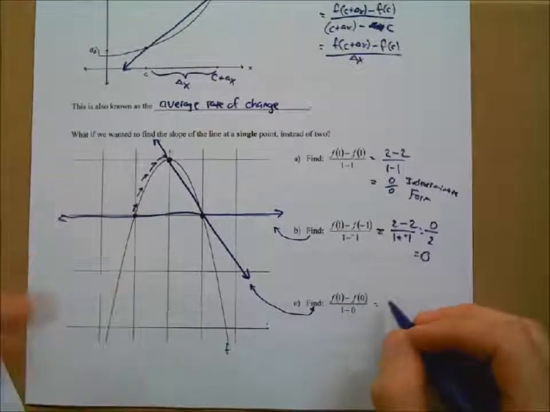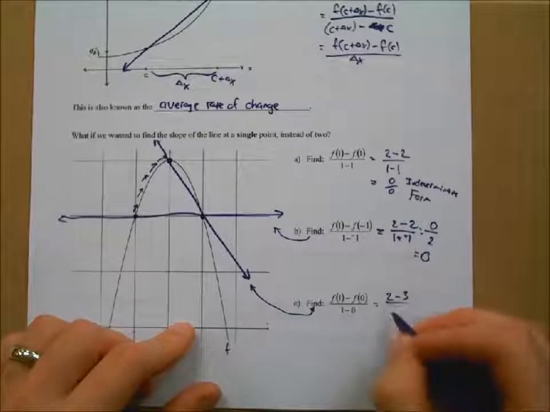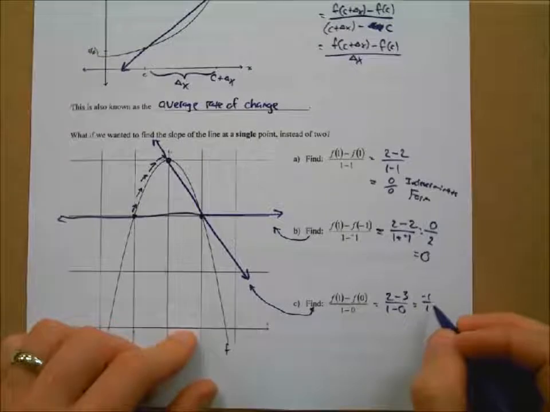Again, I'll just do the math here real quick too. So it'll be 2 minus 3 over 1 minus 0. So negative 1 over 1 is our slope there.